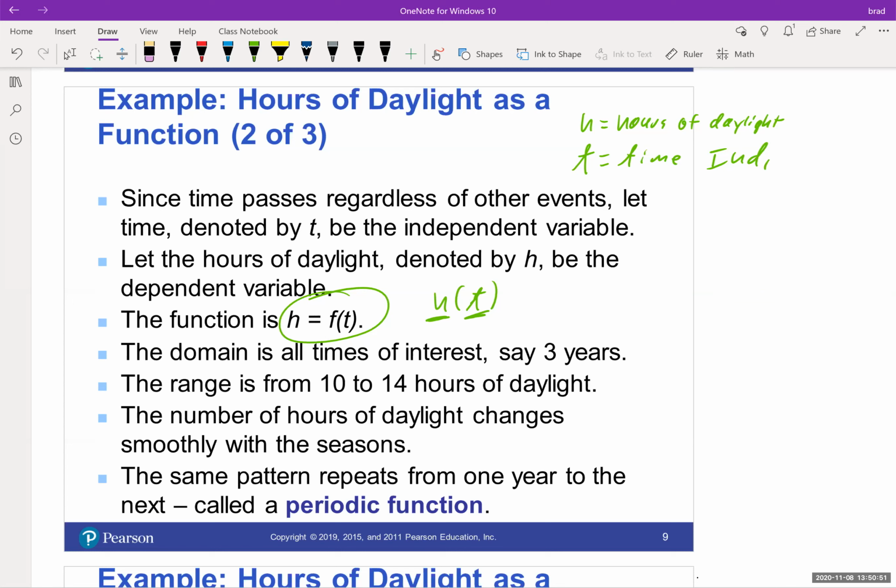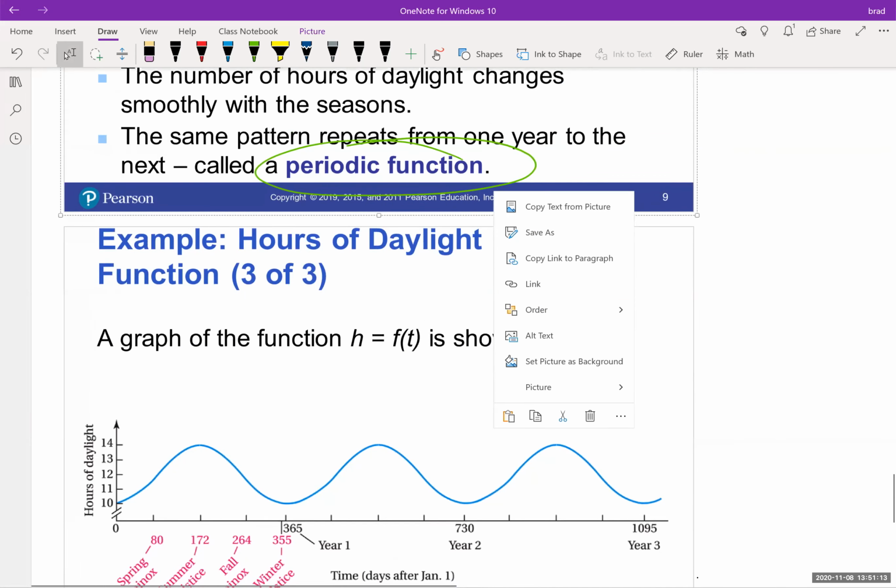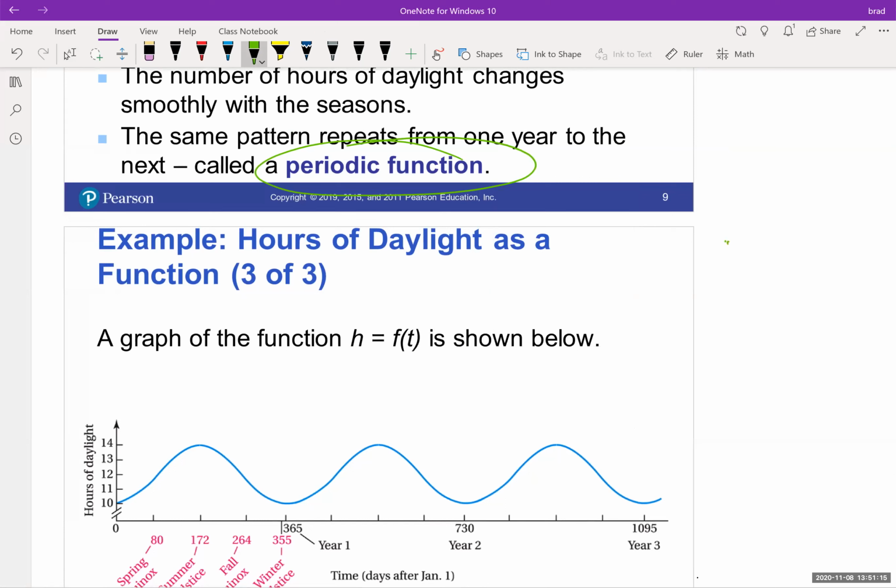The same pattern repeats from 1 year to the next, called a periodic function. So now periodic functions start making me think of sine, cosine, and tangent. The sine function does this. That's what the sine function does, or the cosine function, depending on where you start it. So we're thinking of something like that. They said it's smooth, so that's also kind of nice. Okay, and there you go. Sure enough, look what we get.